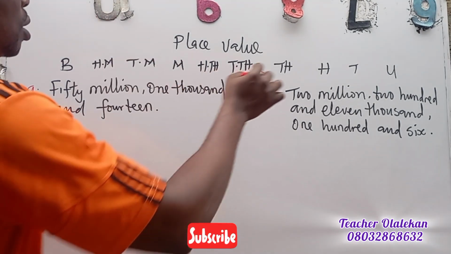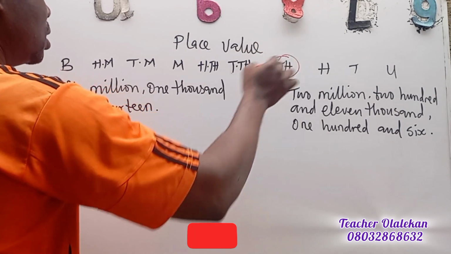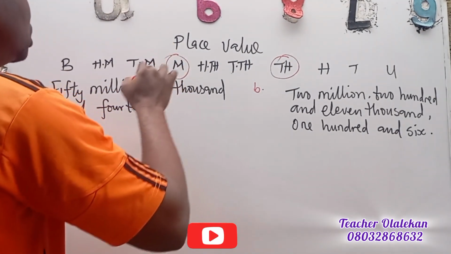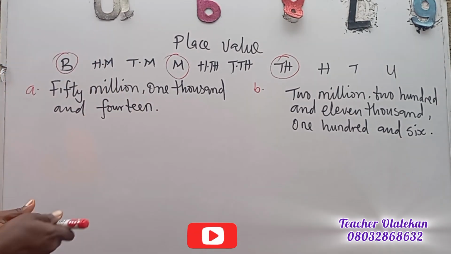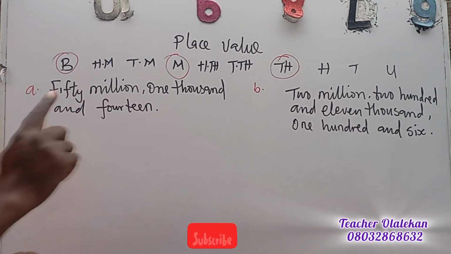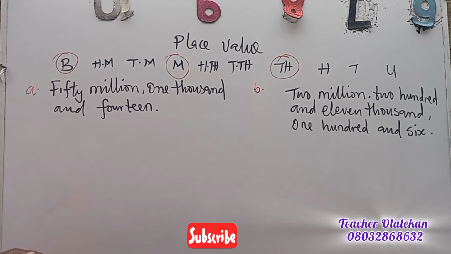So you take note of your breakers, that's the thousand, the million, and of course billion. When you get to the breaker, you stop, you write the figure, and you give it the number of zeros that it has. So now let's start with the first one.